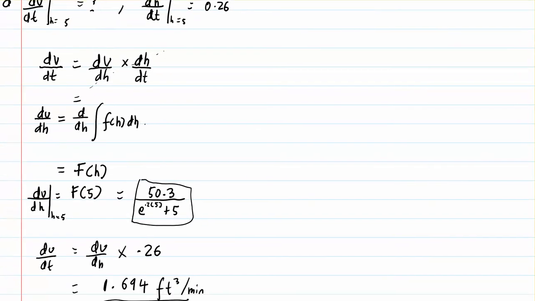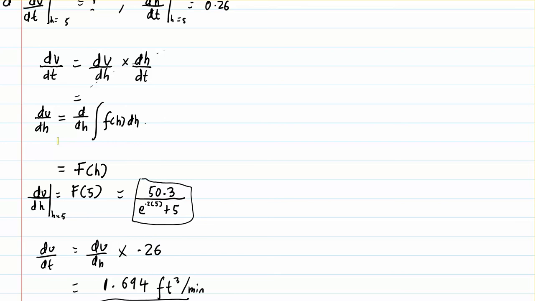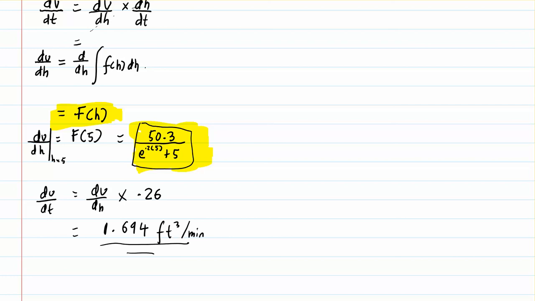When we found dV/dh by taking the derivative of V with respect to h, we got that it's just equal to f of h. That's what this is right here. And we're finding this at h equals 5, so that is equal to plugging 5 into the function that we already had initially. So dV/dt equals dV/dh times dh/dt, which is 0.26. And that's how we get our final answer. We have successfully answered the full question.